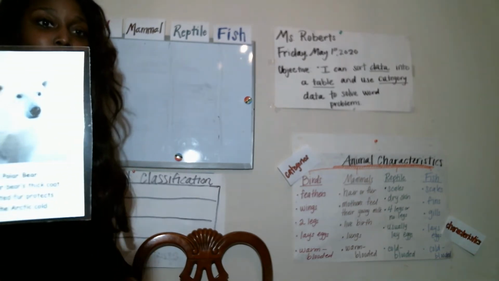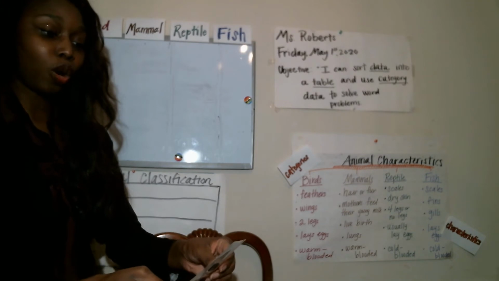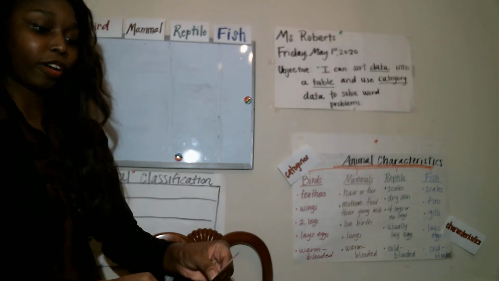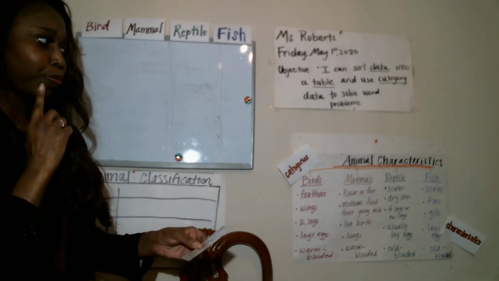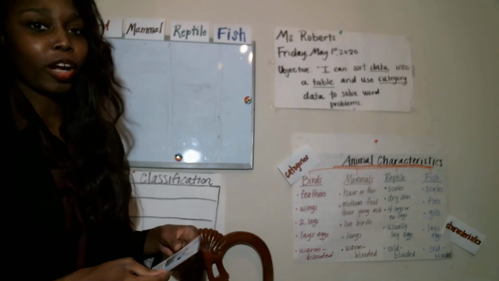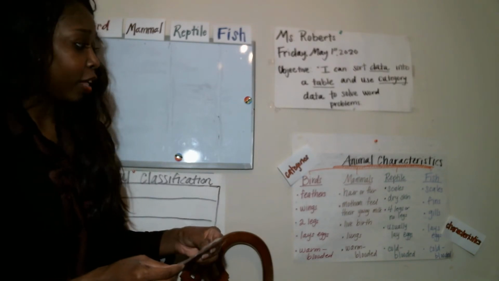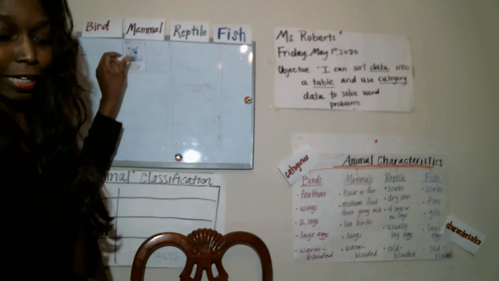So we have the polar bear. The polar bear's thick coat of insulated fur protects against the Arctic cold. Where can we find this? Yes, animal characteristics. Which one has fur? The mammal. The mammal has fur. So the polar bear is a mammal.